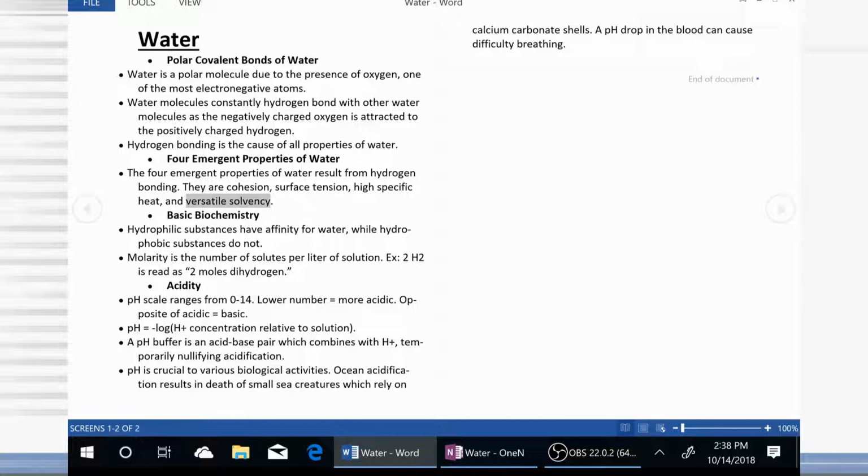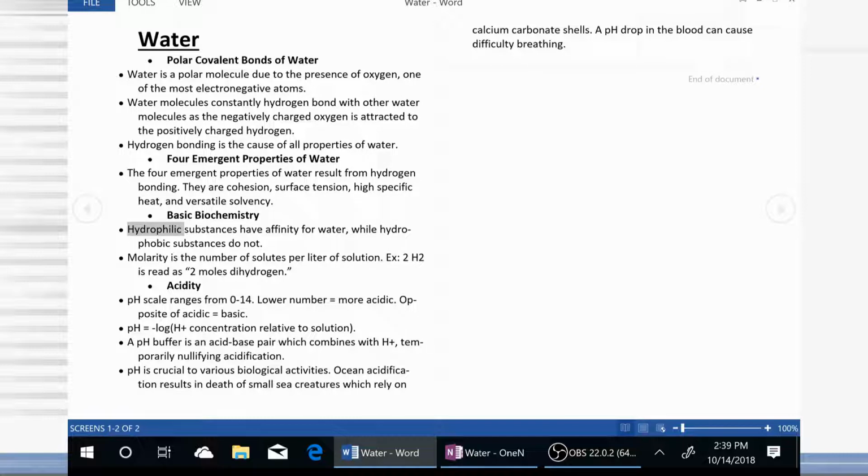and so that's why versatile solvency is one of the four emergent properties of water. Let's talk about some basic biochemistry here, because chemistry, as we covered already, is really important to biology because there's so many metabolic reactions and chemical reactions that govern biology. And so first we have to go over what a hydrophilic substance is. Hydro comes from the Greek meaning water, and philic also is Greek for loving. So hydrophilic substances are water loving, or they have affinity for water.